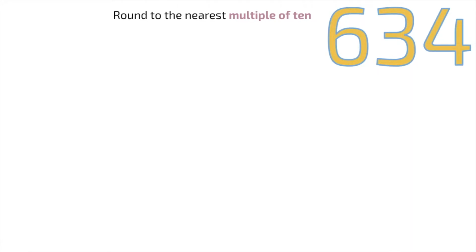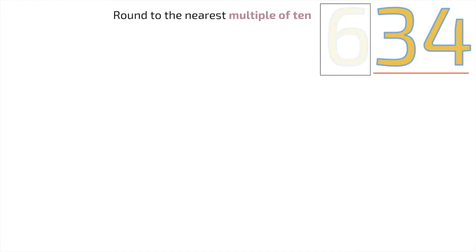634. We're rounding to the nearest multiple of 10 again, so I'm going to underline everything up to the tens place. I don't need to look at that 600 for right now. So you know what I'm going to do? I'm going to get my high-tech digital shield and cover that bad boy up. Right now, I just want to focus on the 34. I'm not even worried about the 600 anymore.